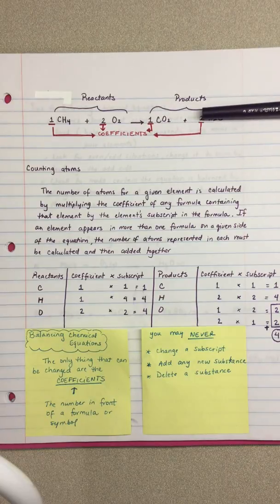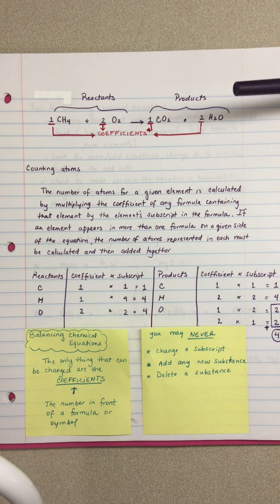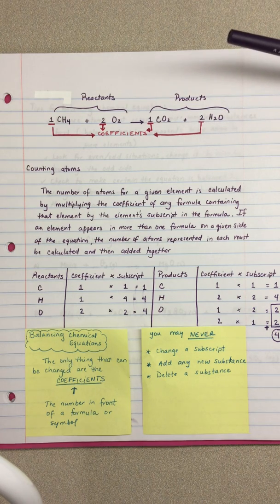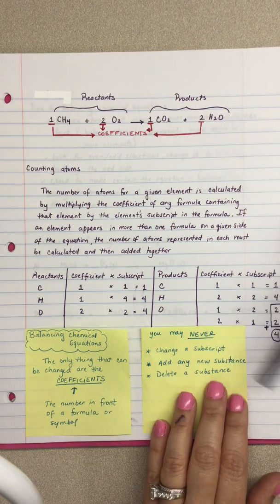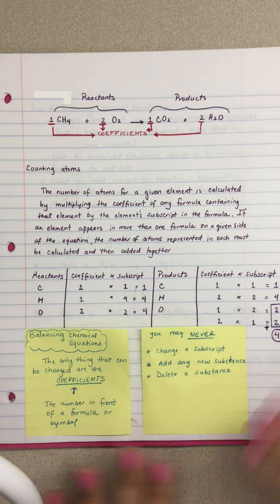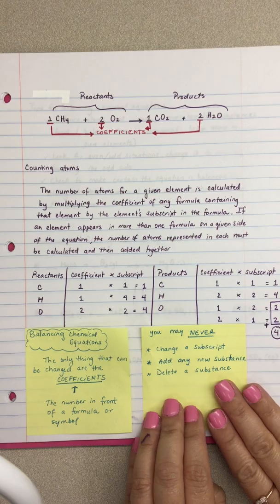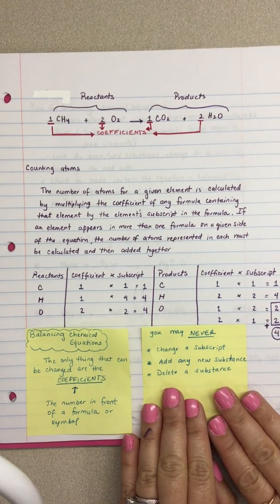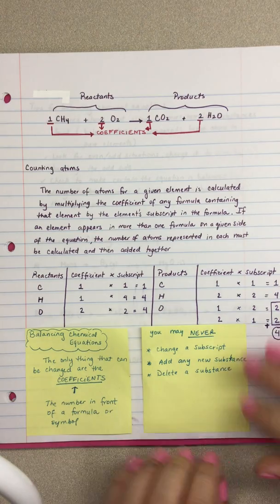If you change your coefficient, you're not changing the substance that you have as a product or as a reactant. Your coefficient is just changing the number of each atom that you have for that specific substance. You are not going to add any substance. You're not going to delete anything from your equation. Things that you can do, changing your coefficients. Things that you should never do are these ones here: changing the subscript, adding a substance, or deleting something that you already have.